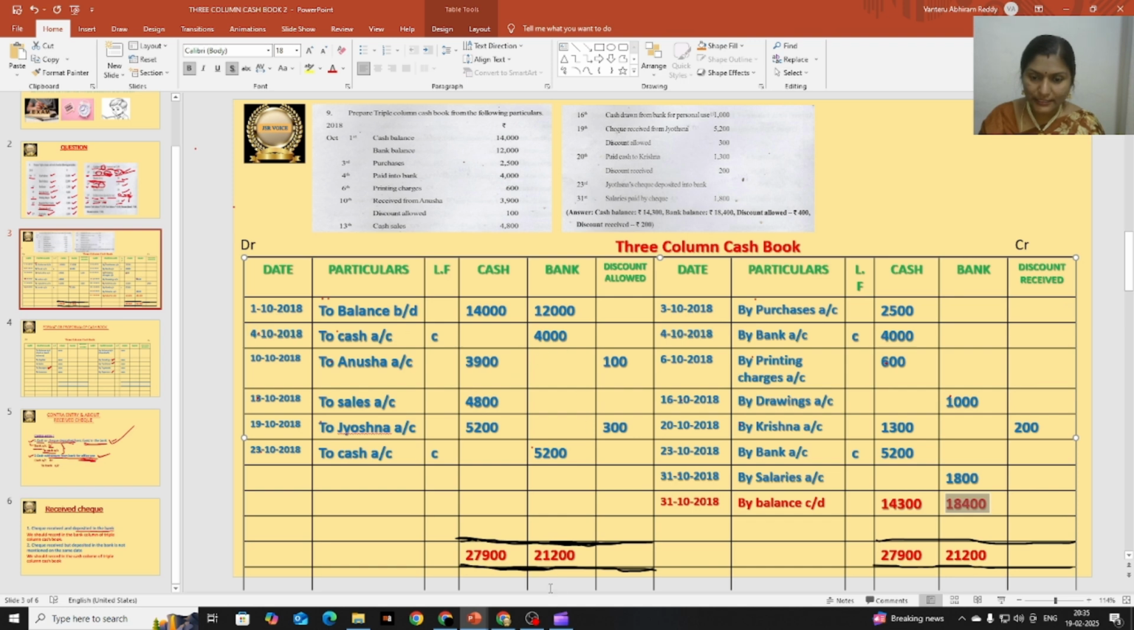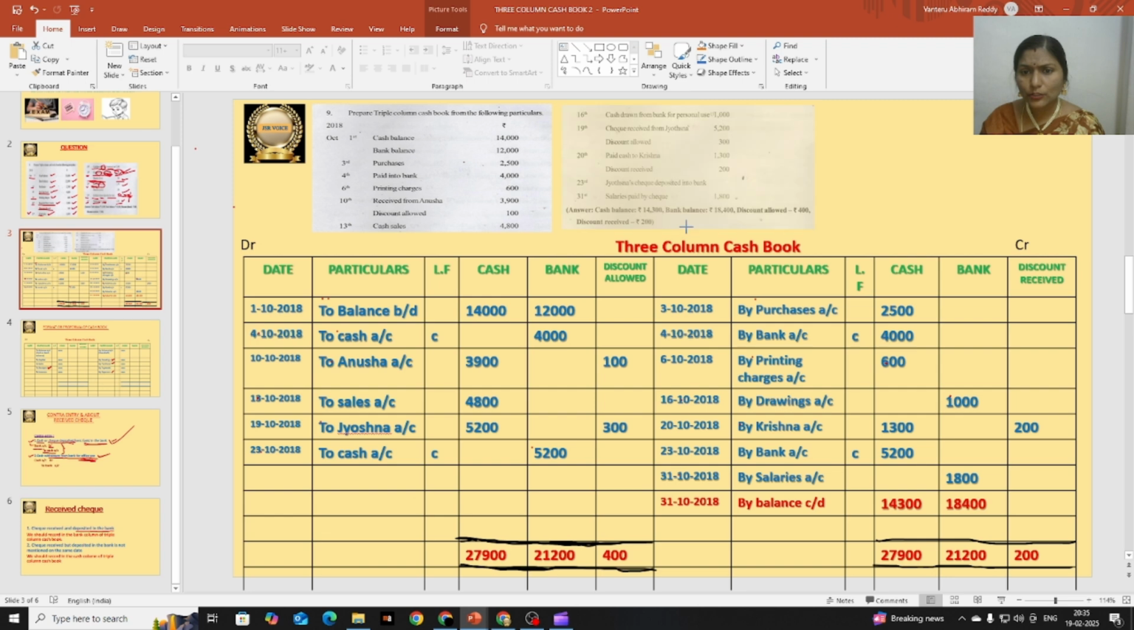So here the debit side discount total is 100 plus 300, 400. So let us write 400 here. And on the credit side we will also add up and record that. How much do we have on the credit side? We have only one value, 200, so we will write 200 only. We will just add up and record. Hope this is clear for everyone. Is it clear?